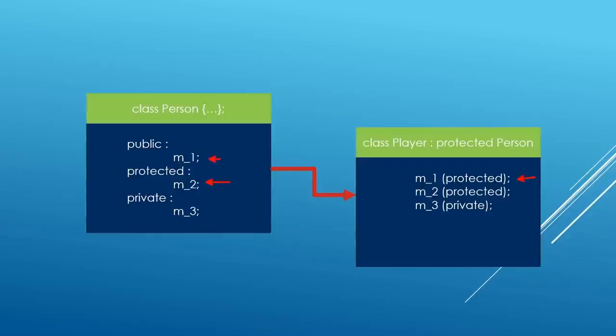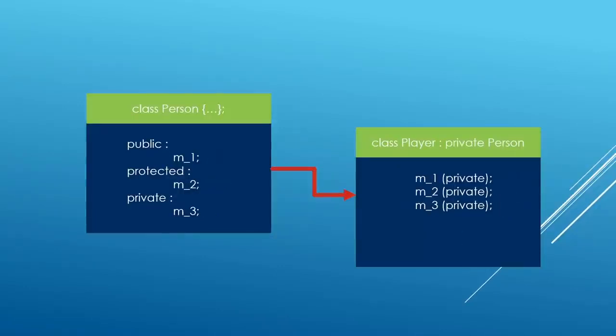Anything that was protected is going to stay protected because that's the highest level we can do now. And anything that was private in the base class is going to be private in the derived class. We say private in the sense that it is going to be private to the base class. So you can't really use M3 from the player class in this case. If you try to do that, you're going to get a compiler error.